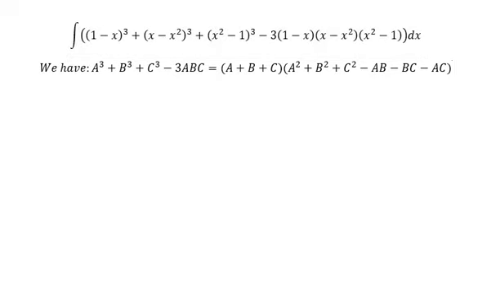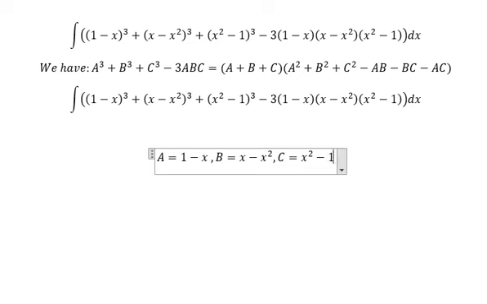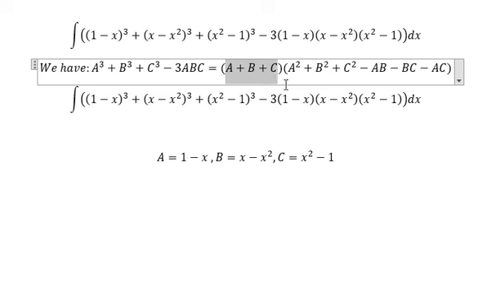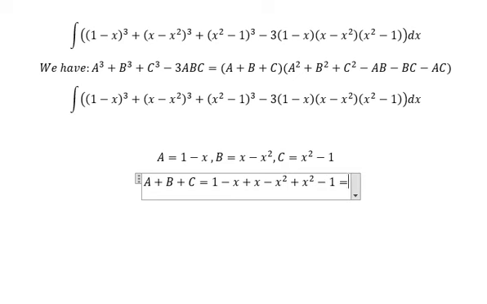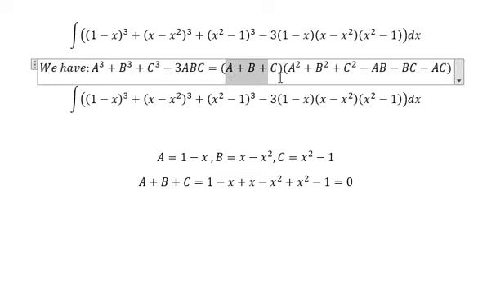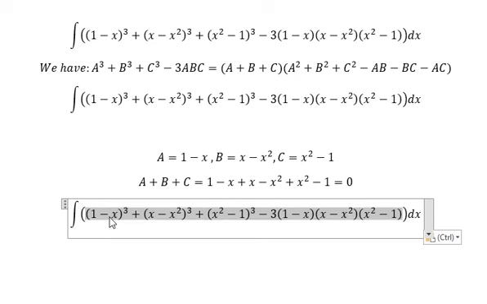So in this situation, a is 1 minus s, b is s minus s square, c is s square minus 1. Now if we put a, b, c in here, we will have 1 minus s plus s minus s square plus s square minus 1, and this equals 0. So because this one equals 0, that means this one in here should equal 0. So the integration of this one should be 0 in here.